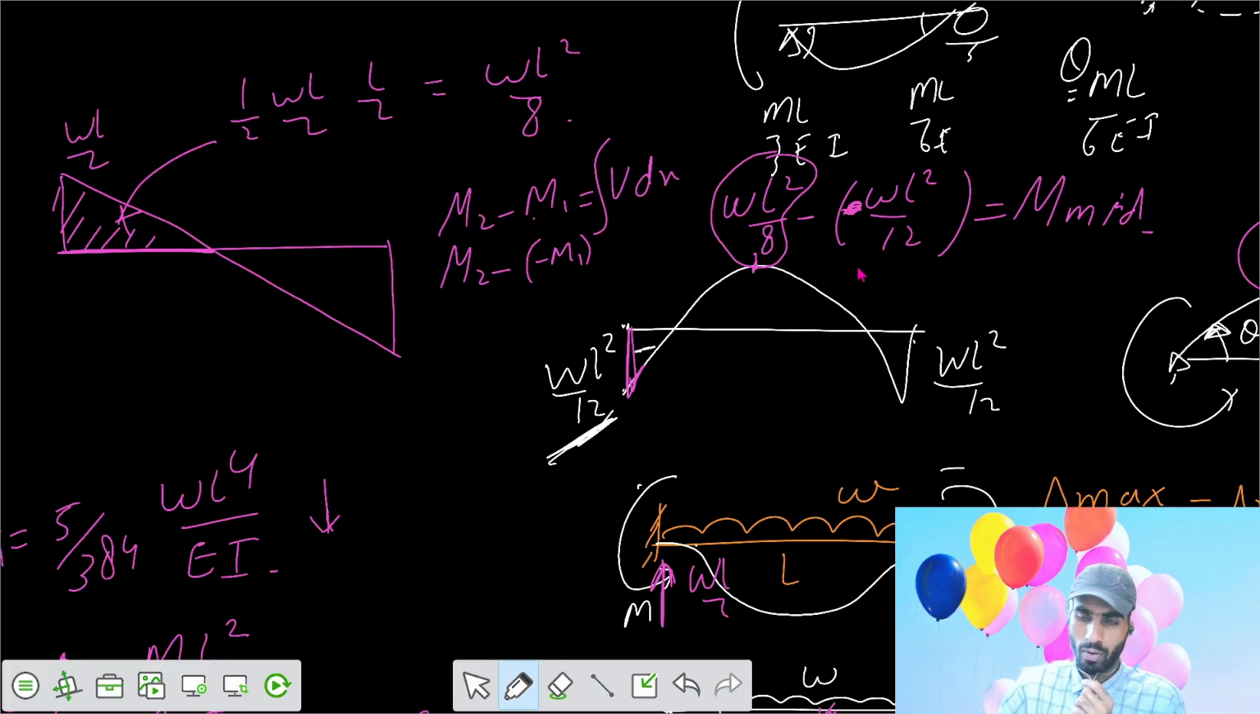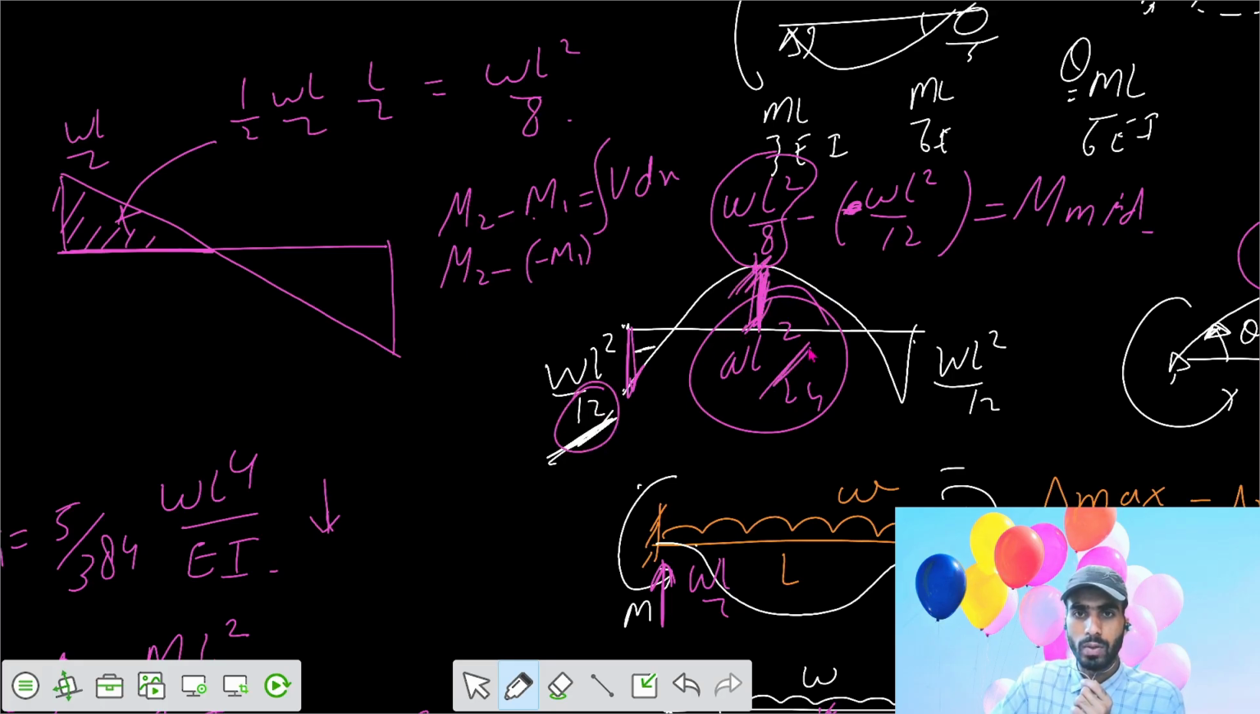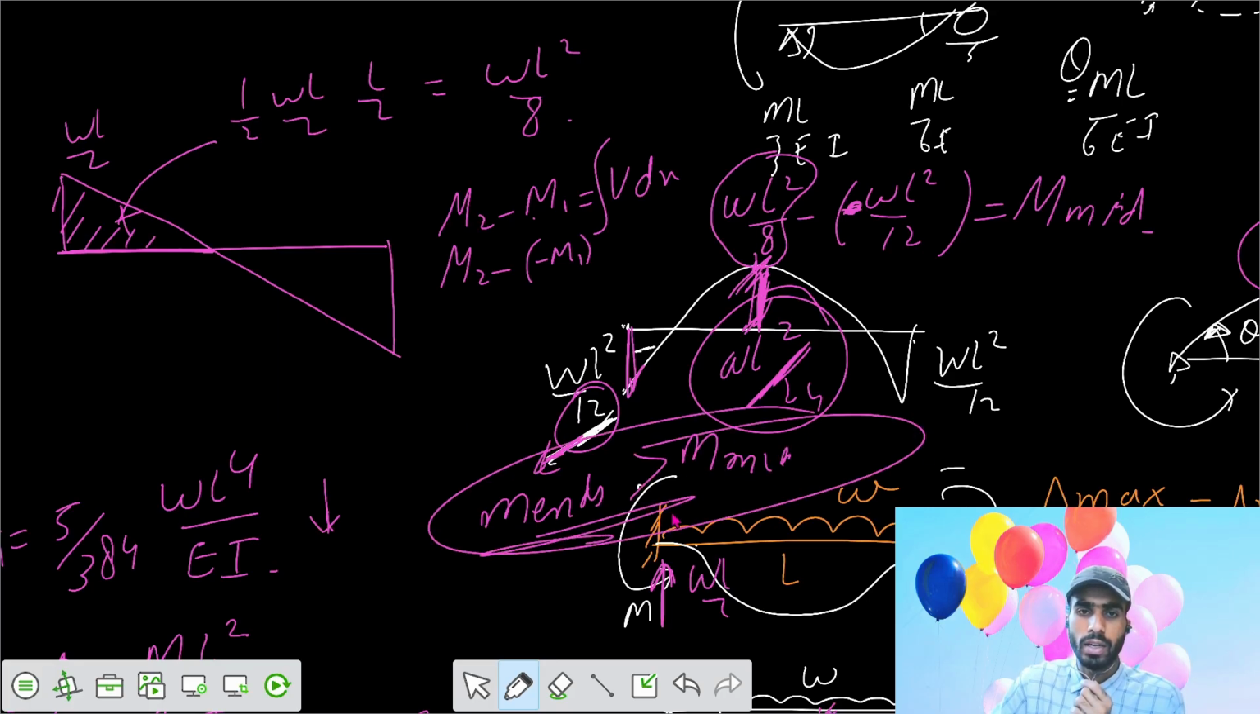So we got a value of WL square by 24. This is your WL square by 24. This one is your 12, and this one is your 24. That means the moment at the end is more. The moment at the end is greater than the moment at mid. We can say the moment at end equals twice the moment at mid.